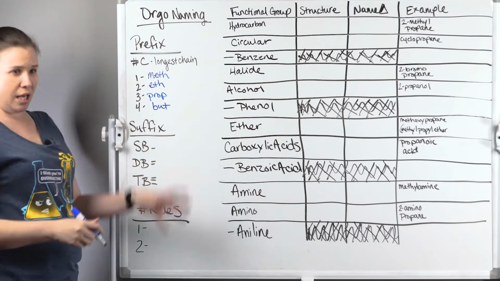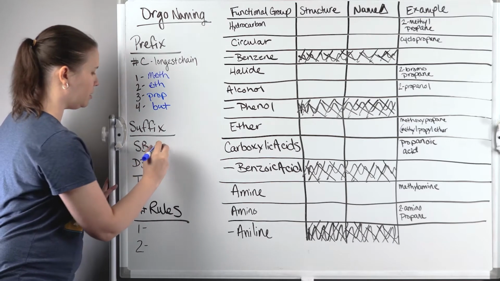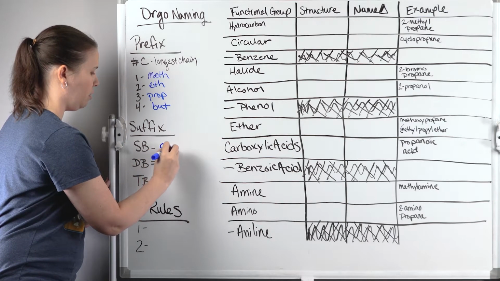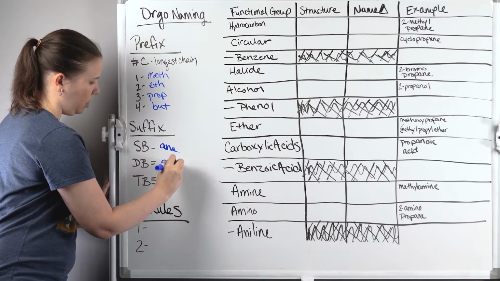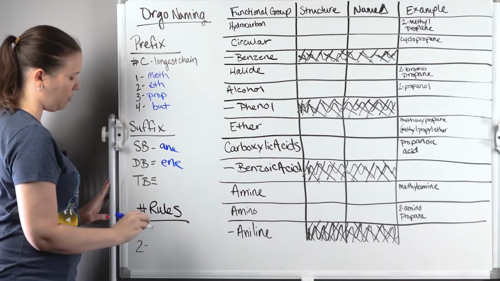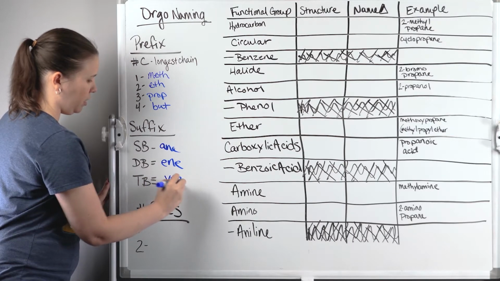The suffix, or the ending of the name, is going to be based on the bonding. So if I just have a single bond, I'm going to end with ane. If I have a double bond, I would end with ene. And if I have a triple bond, I would end with yne.